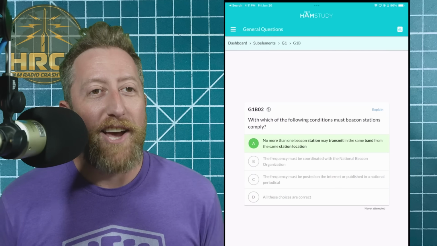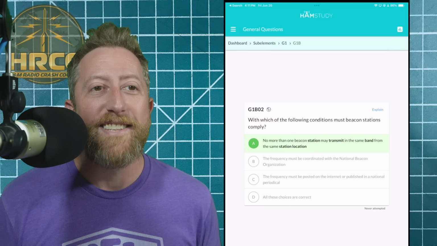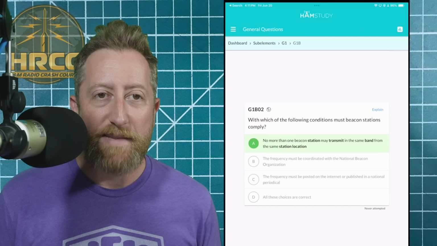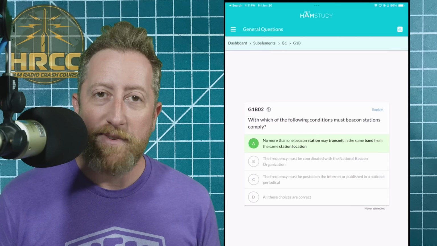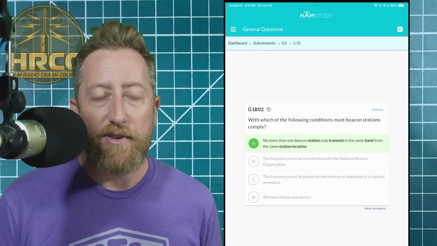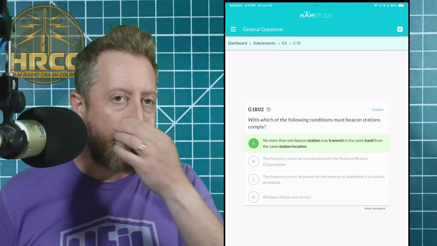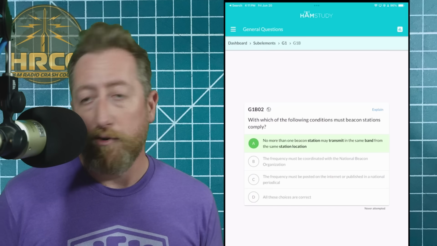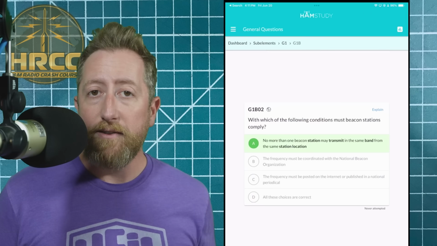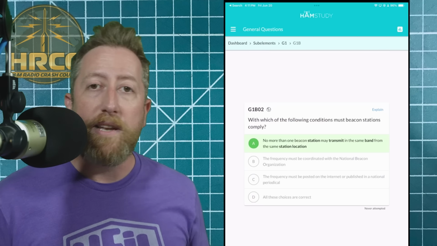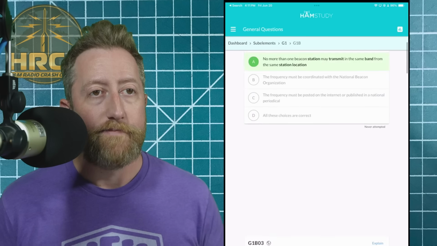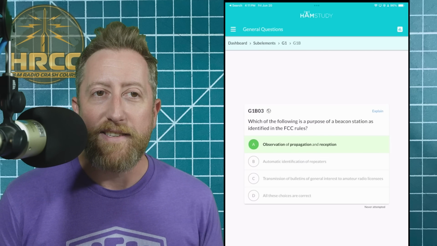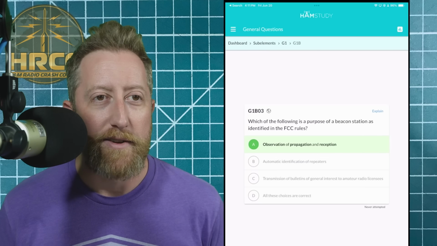Question 2. With which of the following conditions must beacon stations comply? A. No more than one beacon station may transmit in the same band from the same station location. Yeah. So you want to just keep this to one beacon. Beacons are helpful for lots of things, like determining how well you are receiving outside signals, because you're picking them up with the beacon. 10 meters is a place where we use beacons a lot to determine if there are any DX openings. Which of the following is a purpose of a beacon station as identified in the FCC rules? I kind of already gave you a spoiler on that.